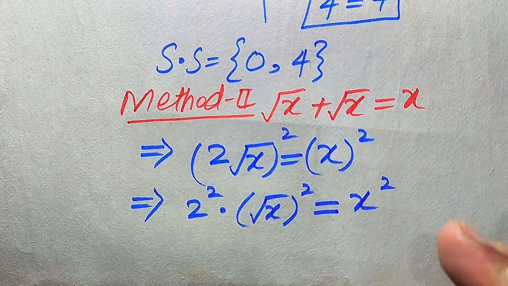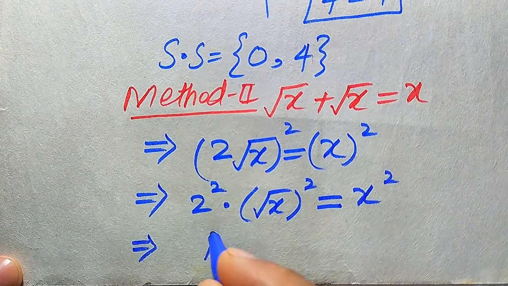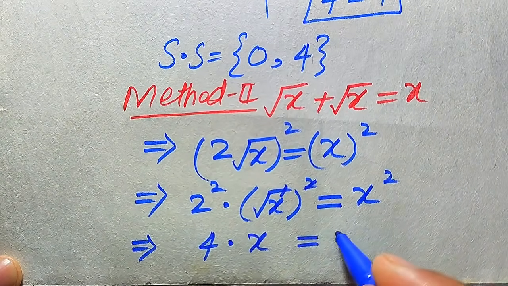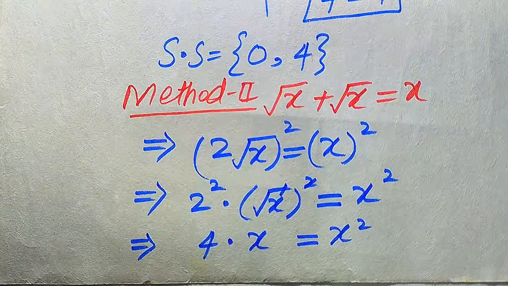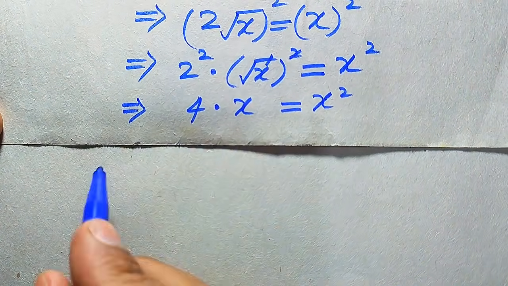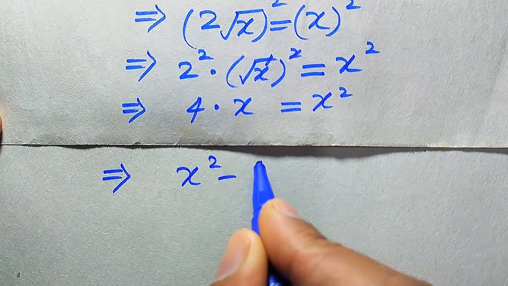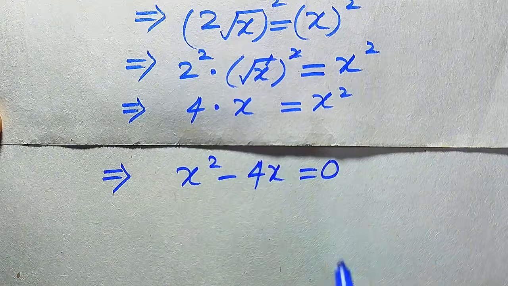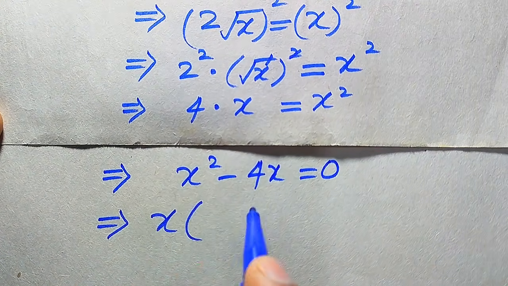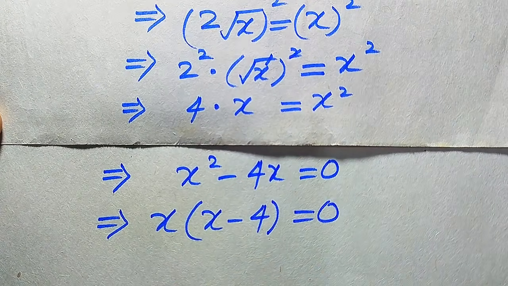is equal to x squared. Further, in the next step we need more simplifications. This 2 squared becomes 4, and the square and square root are gone, and we get 4x is equal to x squared. In the next step, we move 4x from the left hand side to the right hand side, and it becomes x squared minus 4x, and this whole equation is equal to 0. Now you see that both of these two terms involve x, so we take x common from here, and the remaining values are x minus 4 is equal to 0.